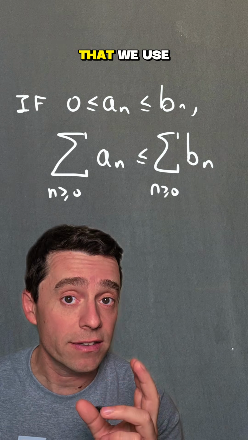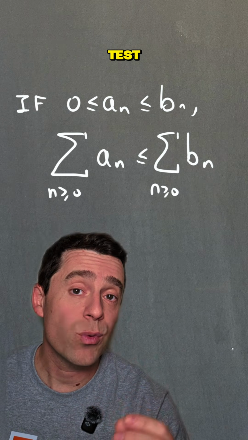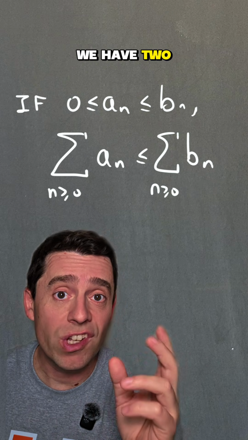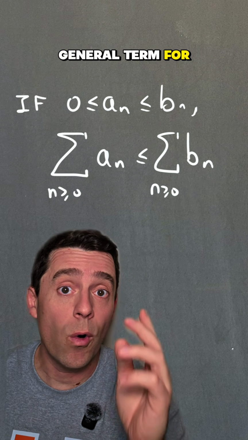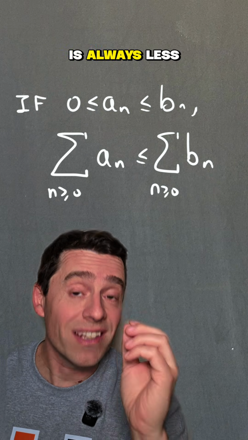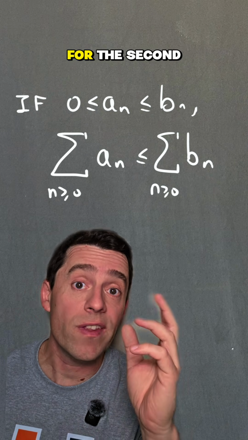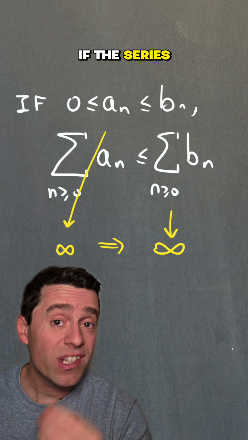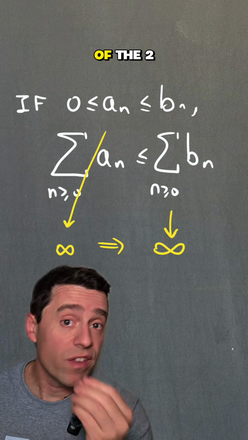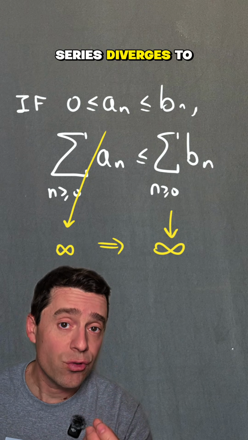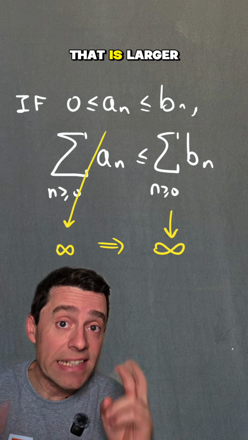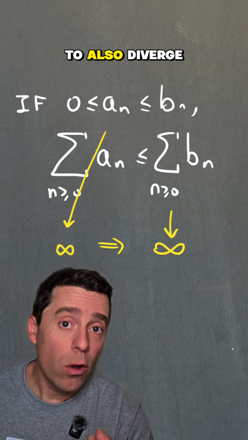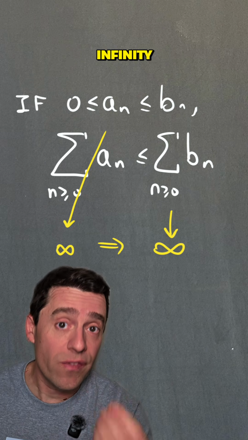So let's do that. We use the direct comparison test with series of positive terms. If we have two series such that the general term for the first one is always less or equal to the general term for the second one, then we can compare them. For example, if the series with an, the smaller of the two series, diverges to infinity, then the larger of the two series, the series with bn, has to also diverge. It also has to go to infinity.